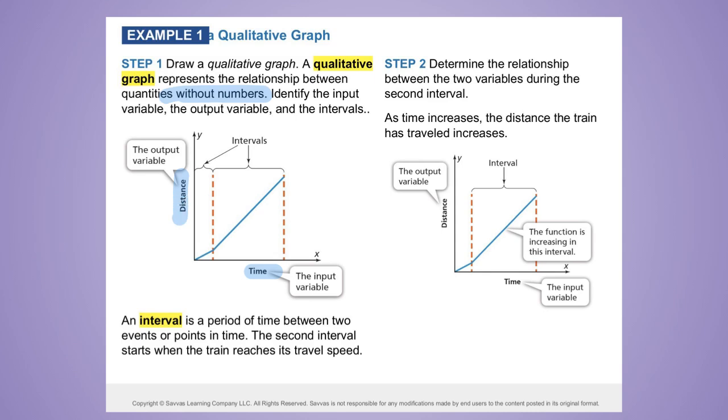And if you notice, it said up in our prompt that it reaches its travel speed of 150 miles per hour a short time after leaving the station. So right here, I'm guessing that's when the train is getting up to speed. So you're going to notice the train starts at 0, and it takes it a little time to get up to speed. But once it's up to speed, it's going to go at a constant rate.